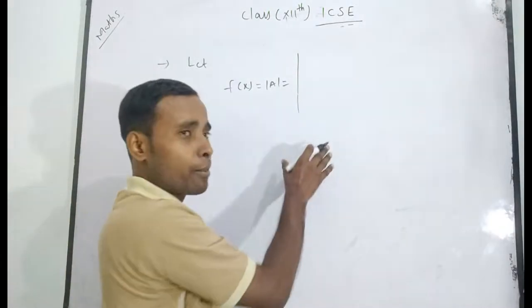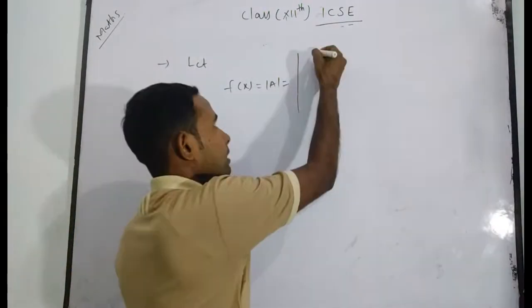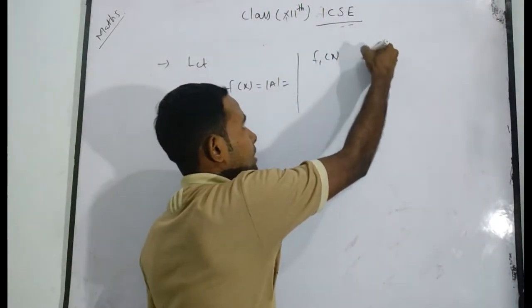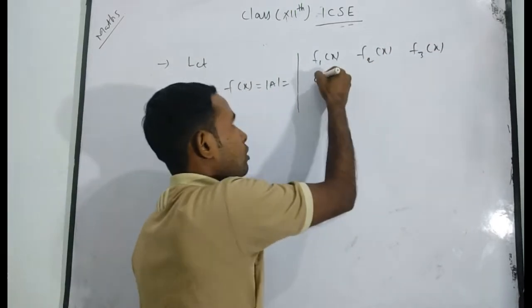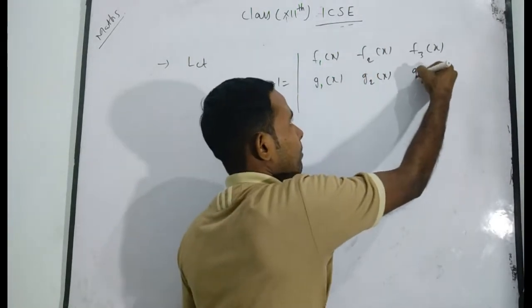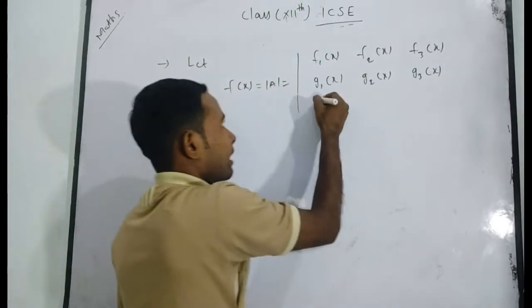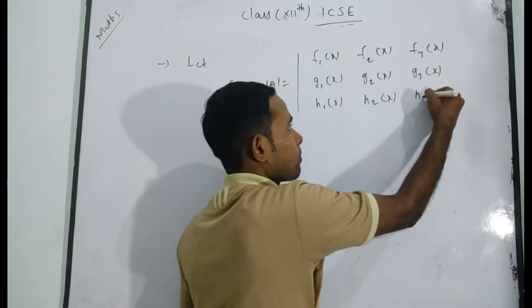Suppose that this determinant is a 3 by 3 matrix, maybe 2 by 2 or 3 by 3. Here this is your f1(x), this will be your f2(x), while this will be your f3(x), and this will be your g1(x), and this will be your g2(x). Here will be g3(x). Here will be h1(x), it will be h2(x) and it will be h3(x).